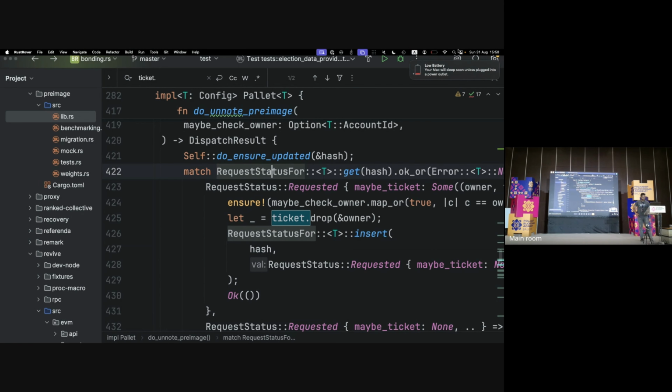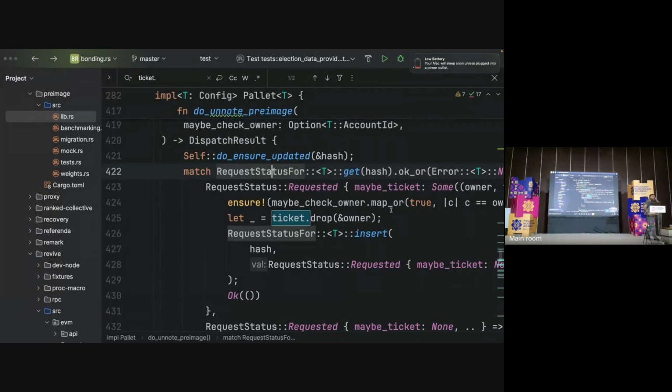Okay, last 10 minutes. Is there anything you wish to see? Any pallet? Multisig?